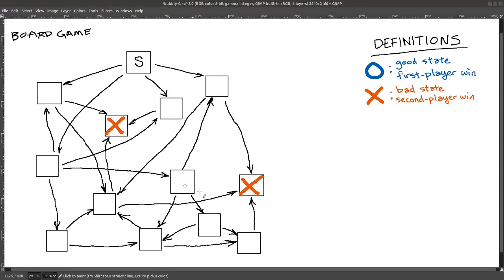Okay, now, any square that you can get to a bad state from is going to be a good state. And if you think about that, that makes sense. If the token is here on your turn, you can just move it to this one, and then your opponent will lose. And that's true of anywhere that you can reach a bad state from.